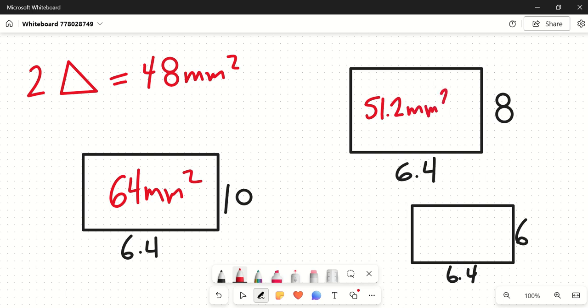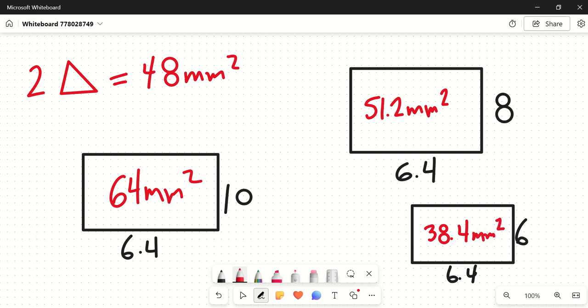There you go. Okay, we need to stop with the side conversations. Question. Okay, what about this bottom one? 6.4 times 6. What is it? 38 what? Did everybody else get 38.4 millimeters squared? Okay.